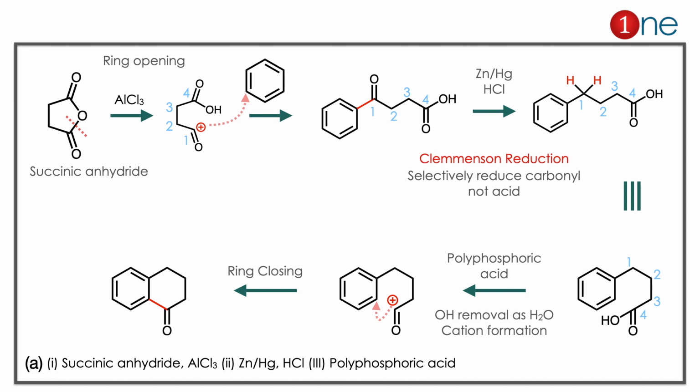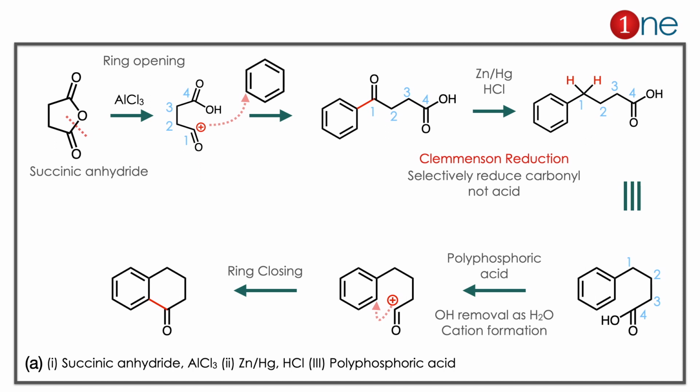Next step, you are using zinc amalgam and HCl. It's the Clemmensen reagent. It selectively reduces the carbonyl, not the acid. So what really happens is C=O becomes CH2, just a hydrogen introduction in place of the oxygen. Then we have to redraw for cyclization. We redraw to the cyclohexyl type, so we draw with the acid, and we redraw and bring the OH group nearby.